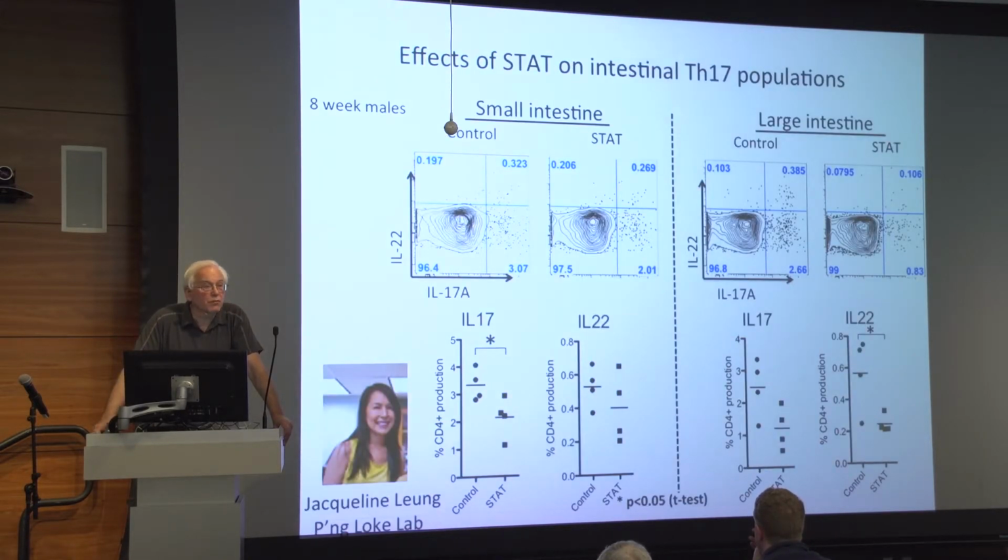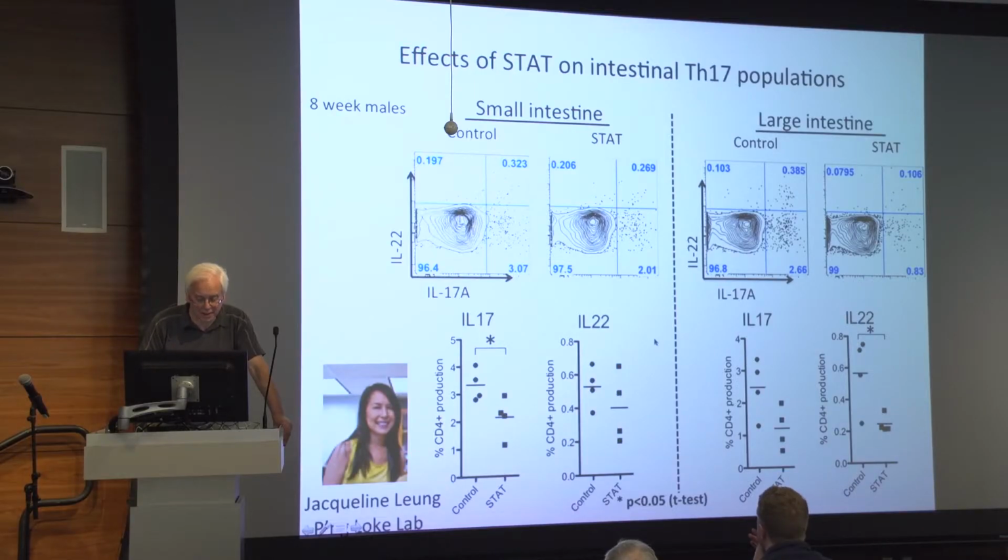We are interested in what's going on in the intestine, and we have many studies of this. I want to just show you one key study. Here's work by Jackie Leung and Peng Lok's lab. We're looking at the effects of STAT on intestinal Th17 populations. Here by flow cytometry, looking at the small intestine and the large intestine. However we look at it, Th17 populations are down in the ileal wall in the mice that receive the antibiotics. We'll come back to that.